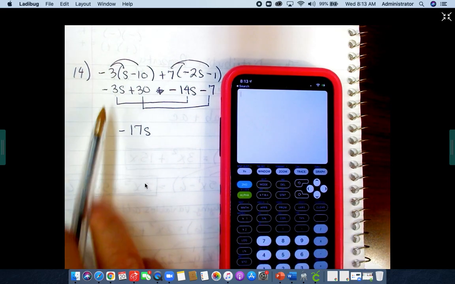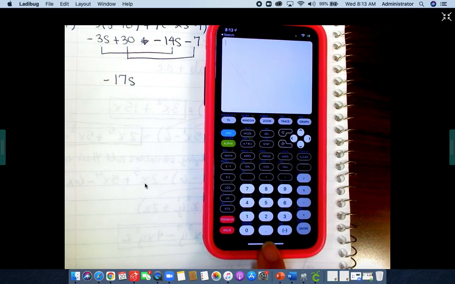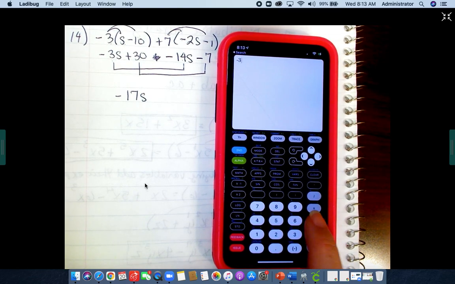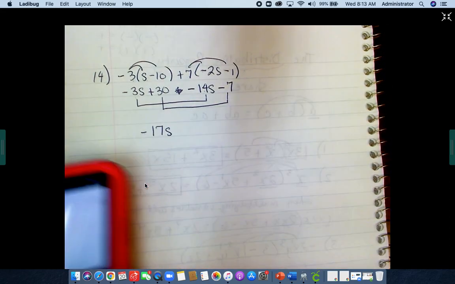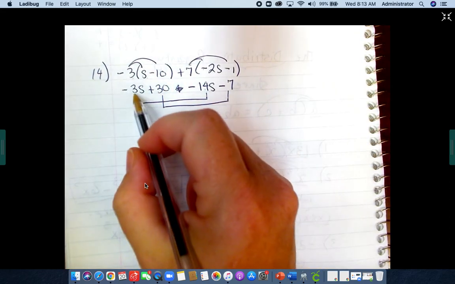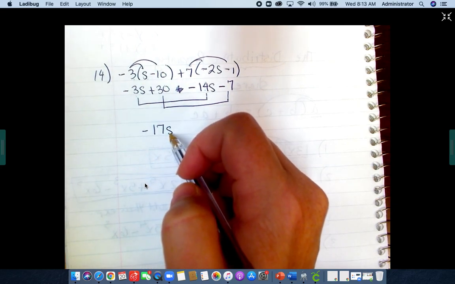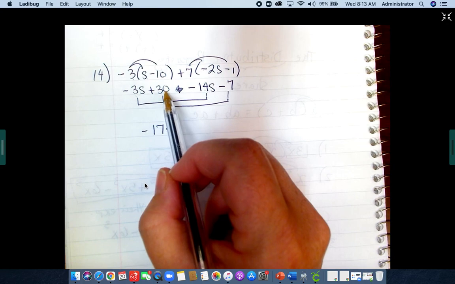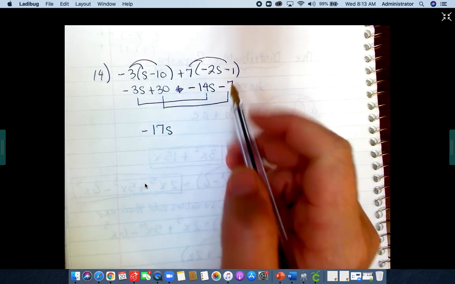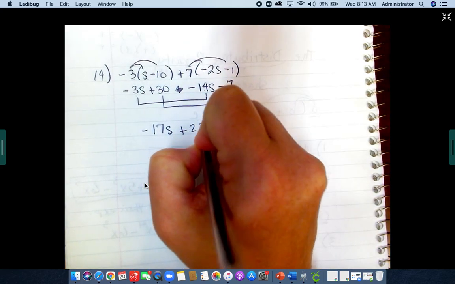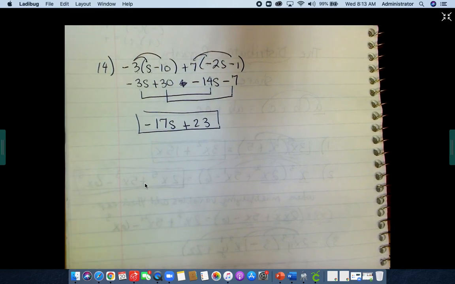So when I'm typing in negative 3 subtract 14, remember your negative button is down here by this decimal. So I would type in negative 3 subtract 14, and I get negative 17. So negative 17s, and remember when we're just combining like terms, we're grouping together. We're not multiplying, so we don't do anything to the exponent. Now we have positive 30 subtract 7. Think about if you had $30 and you spend $7, you now have $23 left. Okay. So then we would just type that into Delta Math.